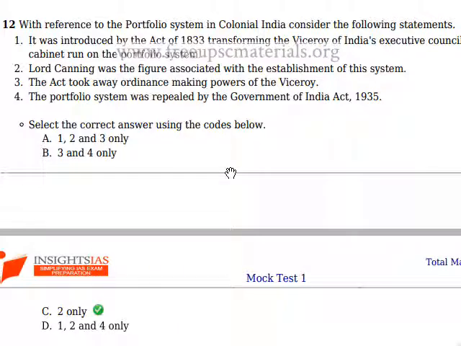It was introduced by the Act of 1933, transforming the Viceroy of India's Executive Council into a cabinet run. It's not correct. And 3, the Act took away ordinance making powers from the Viceroy. It's not correct. The portfolio system was replaced by the Government of India Act 1934. It's not correct. So secondly, correct, Lord Canning was a figure associated with the establishment of the system.